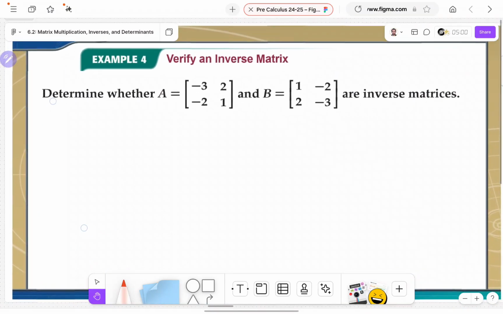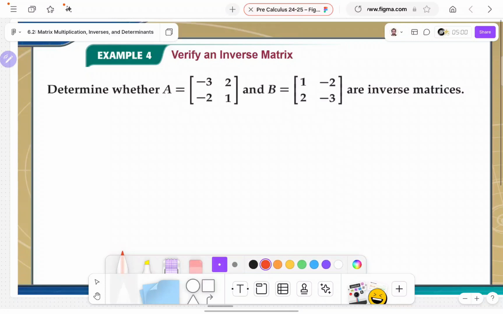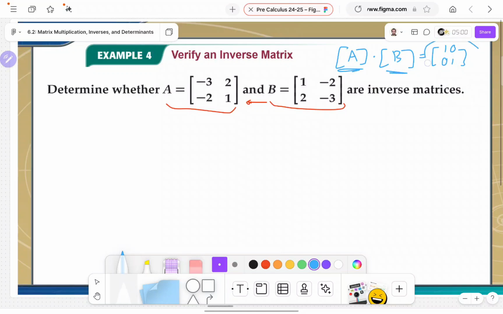Let's take some example. Verify an inverse matrix. Let's verify if B is the inverse of A, or A is the inverse of B. How can we identify they are inverse? I told you, if I multiply a matrix with another matrix and I get the identity, sorry, 1. If I multiply two matrices together and they give the identity, of course this matrix and this matrix are inverses. Now let's multiply them.